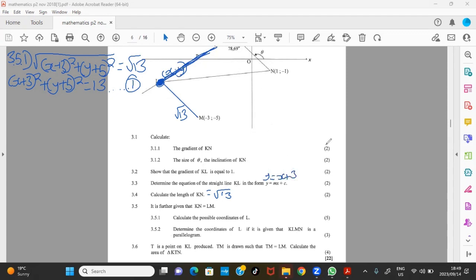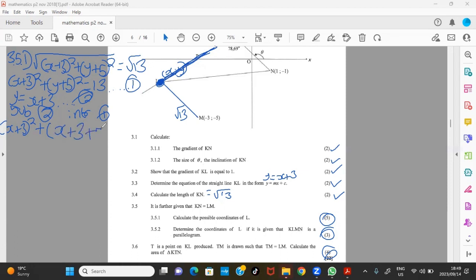As I've told you already, these 2 marks that you are collecting, you are going to need them for a bigger question, which are these ones now. So now I'm going to have y is equal to x plus 3. And that's equation 2. So now I'm going to substitute equation 2 into equation 1. So look at what I'm going to do now. I'm going to have x plus 3 all squared plus x plus 3 plus 5 all squared.